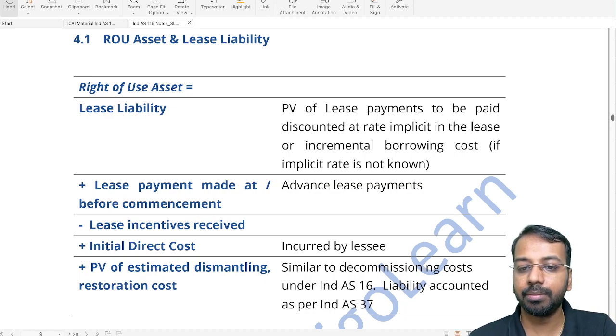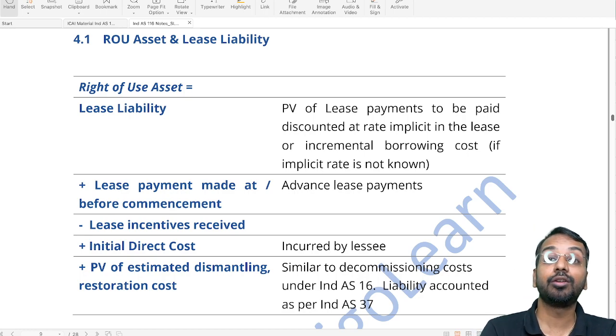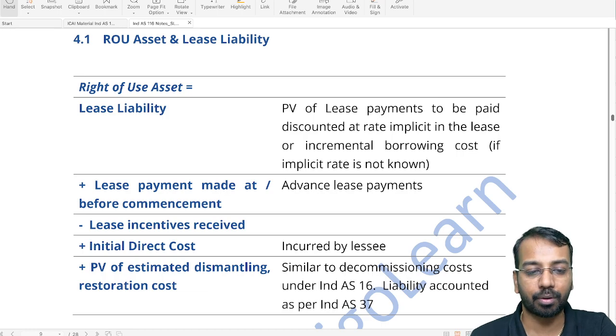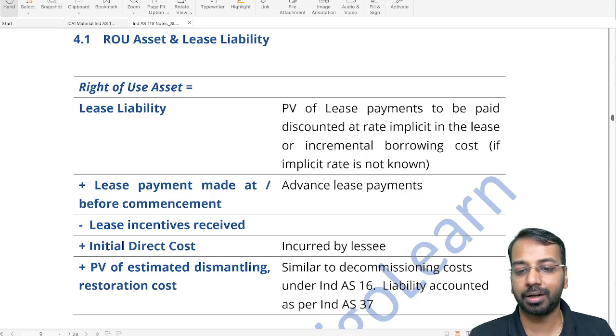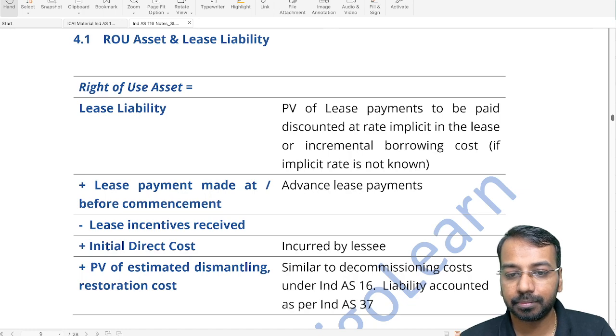What to include: minimum in-substance variable amount or total variable amount? You will include the minimum in-substance variable amount. So in the example we took 5,000, we will include that. Any amount paid over and above 5,000 will be taken to P&L, it will be charged to P&L. Okay, minimum in-substance, that is done.